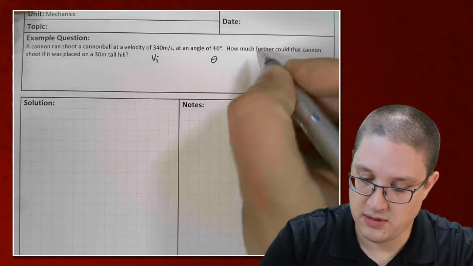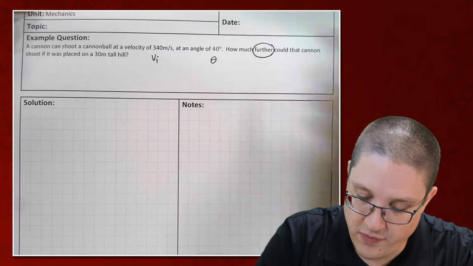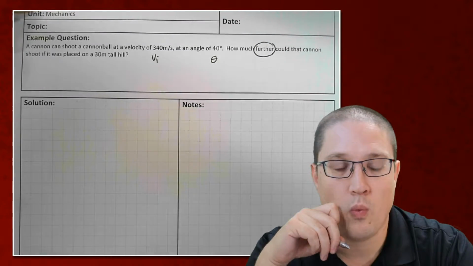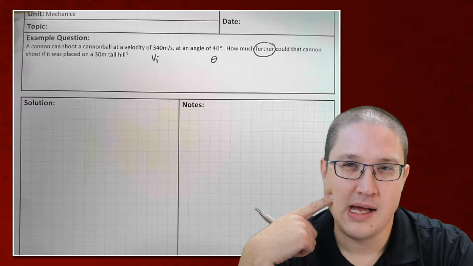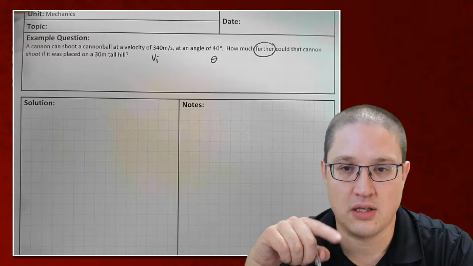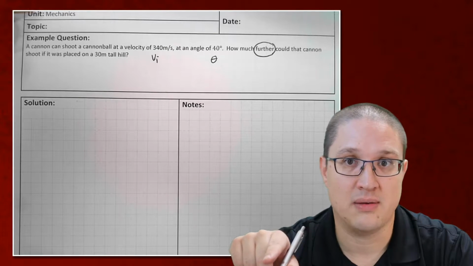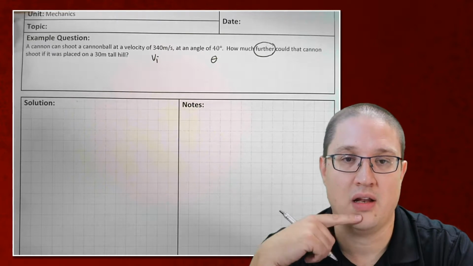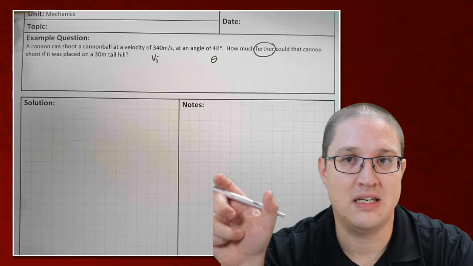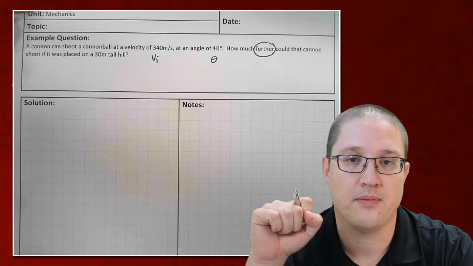There's a bunch of things. Notice that this is how much further. By further, we're saying the distance that it's launching on level ground is going to be less, or we're implying that it's going to be less than the distance if it's launching from a hill. And we're trying to figure out the difference in those distances.